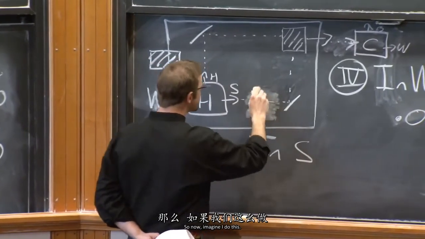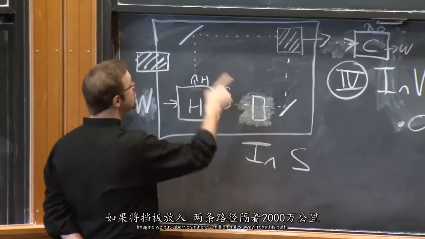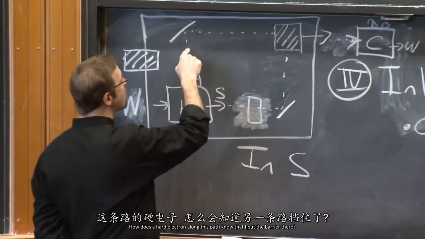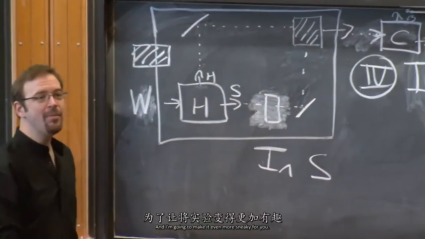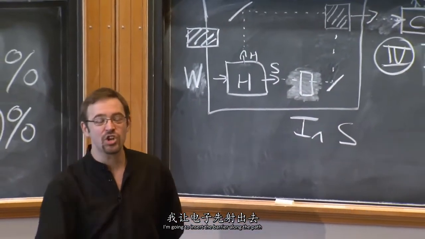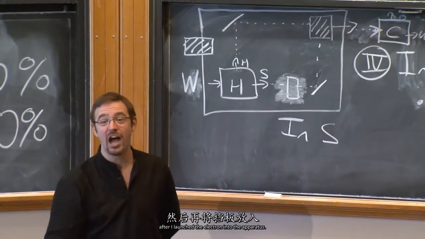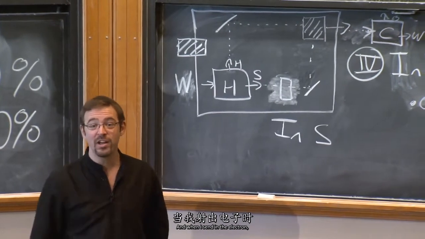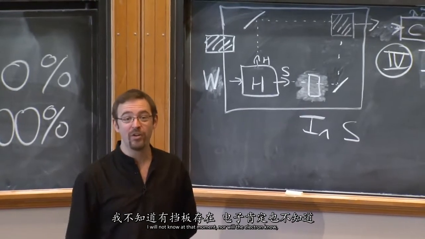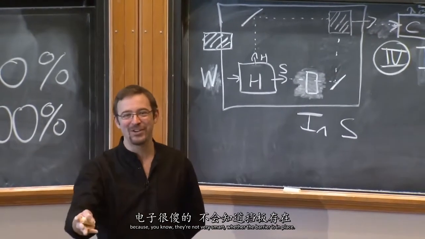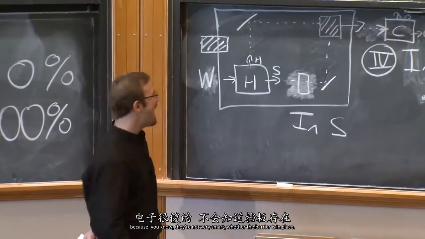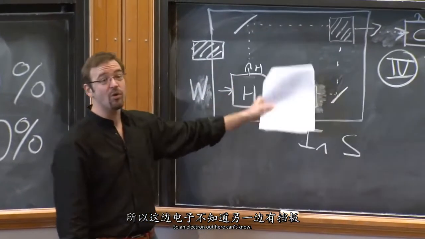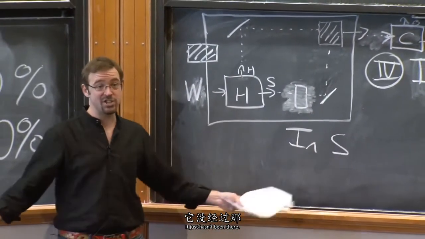So now imagine I put a barrier in here 2 million miles away from this path. How does a hard electron along this path know that I put the barrier there? And I'm going to make it even more sneaky for you. I'm going to insert the barrier along the path after I launch the electron into the apparatus. When I send in the electron, I will not know at that moment, nor will the electron know, whether the barrier is in place, because they're not very smart. And this is going to be millions of miles away from this guy. So an electron out here can't know. It just hasn't been there.